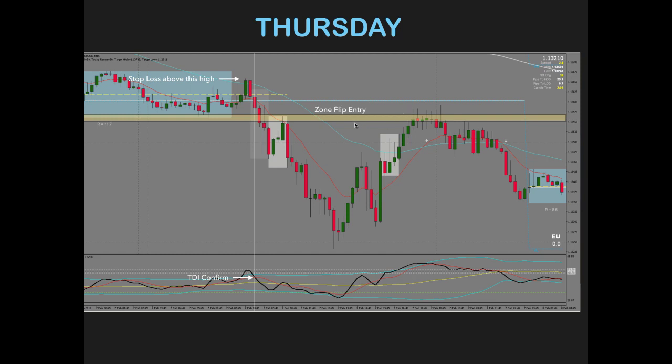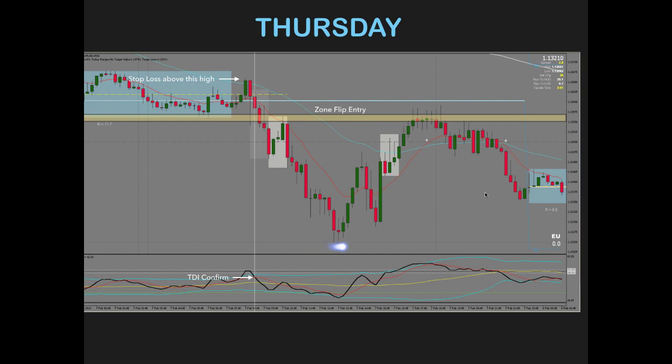Okay, so a couple of entries there that you could have taken. This was a little bit of a trickier day to trade, Thursday. So if you didn't catch the trade here just before London, there were a couple of opportunities here that you could have taken as a re-entry trade going into the London and New York session.